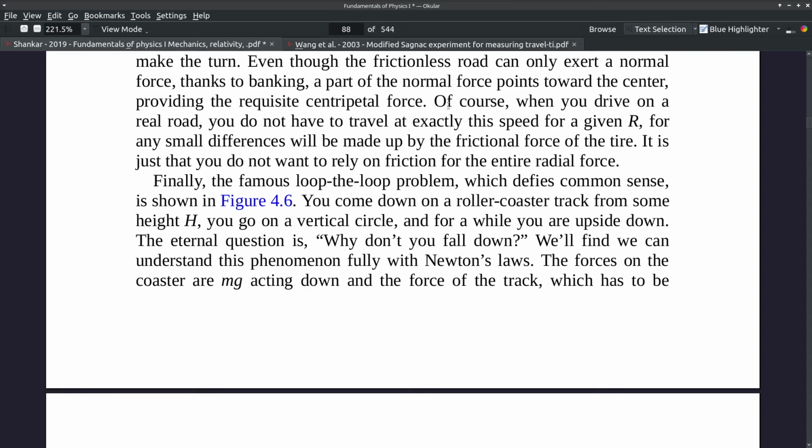Of course, when you drive on a real road, you do not have to travel at exactly the speed for a given r, for any small differences will be made up by the frictional force of the tire. It is just that you do not want to rely on friction for the entire radial force.